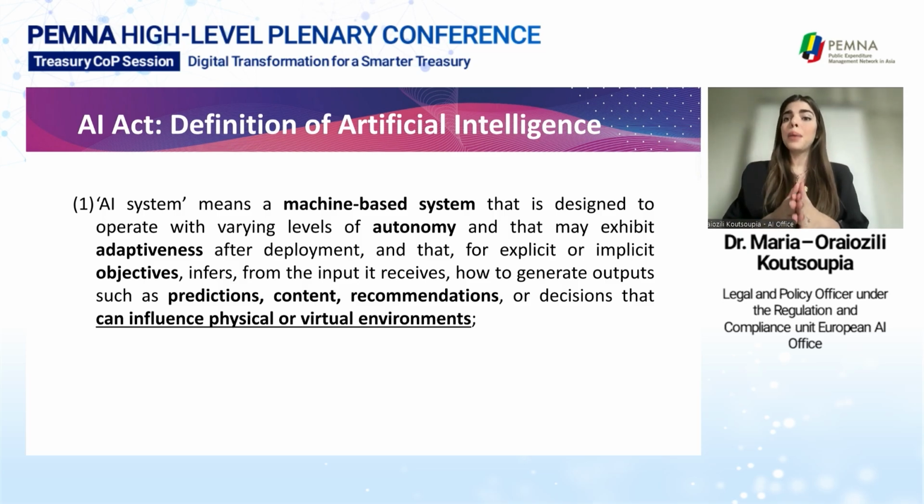AI system means a machine-based system. So it is a machine-based system, not something biological, not something alive, that is designed to operate with varying levels of autonomy. Autonomy here is a very key element, and it may exhibit adaptiveness. So I have there the elements of machine-based system, autonomy, adaptiveness, and based on explicit or implicit objectives. So it has some goals, some targets that the AI has to work on, that infers outputs such as predictions, content, recommendations, decisions, which in the end can influence physical or virtual environments.